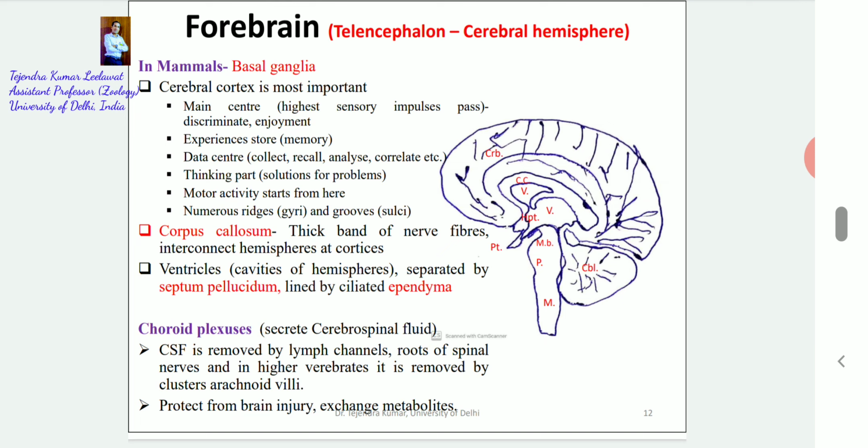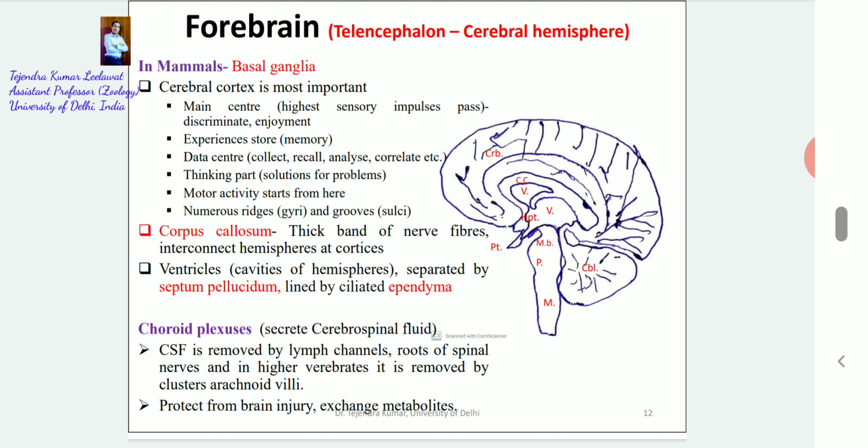Motor activity starts from the cerebral cortex, which has numerous ridges called gyri and grooves called sulci. You can see in this diagram that some lines are mentioned here, and this is a very complex structure. These clump-like structures form some ridges and some groove-like structures. The groove-like structure is called sulci, whereas the ridge-like structure is gyri.